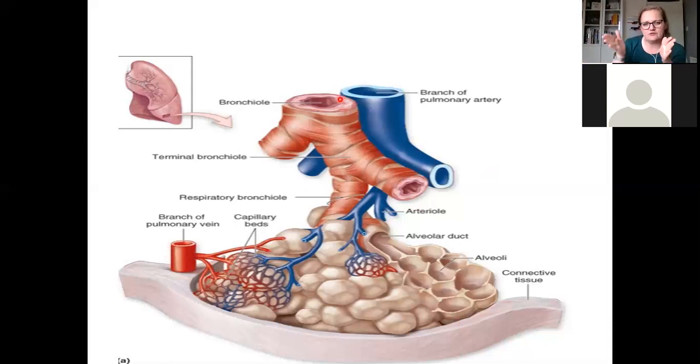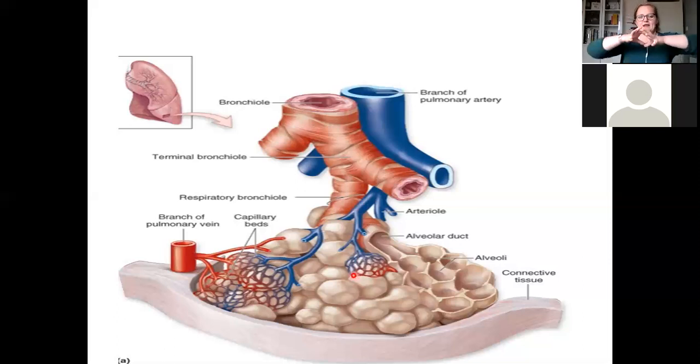So they run next to each other, and they sit next to each other because actually we need them next to each other so we can then have this diffusion happening. So we have the bronchiole and the branch of pulmonary artery next to each other. And then as the pulmonary artery gets thinner and breaks into different branches, they go into arterioles, and then it basically goes into the capillaries and the capillary beds.